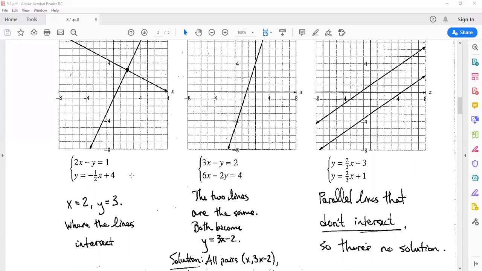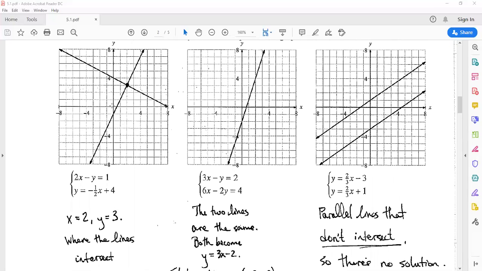So notice here, we have this system of equations 2x - y = 1, and y = -1/2 x + 4. On the graph here, it looks like the x value 2 and the y value 3 give us a place where these two lines meet. So this one here is the line y = -1/2 x + 4. And this other line here is the line 2x - y = 1. You can say that that one is really y = 2x - 1, having slope 2 and y-intercept -1.